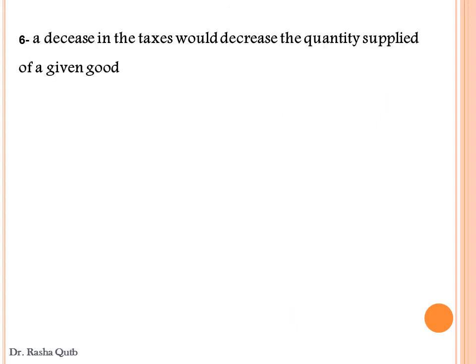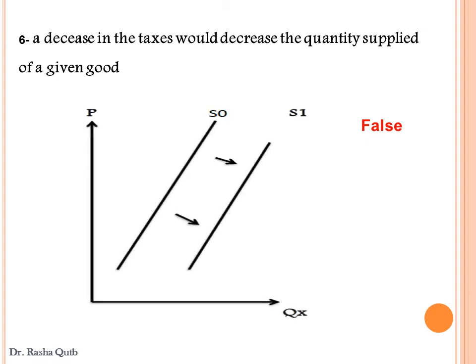Number 6, a decrease in the taxes would decrease the quantity supplied of a given good. This sentence is false. We know that there is a negative relationship between the taxes that are imposed on a certain economic activity and the supply for the product. So, when the tax rate imposed on production is lower, this would increase the supply for the product, and the whole supply curve in that case would shift rightward.